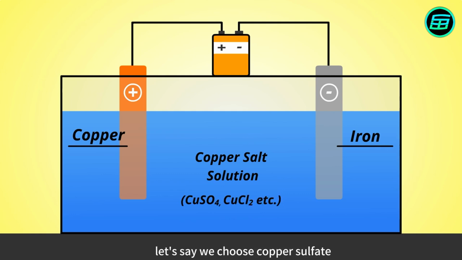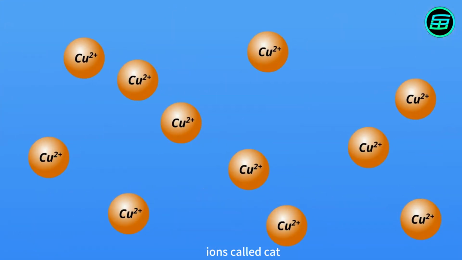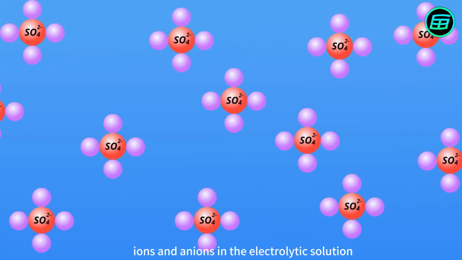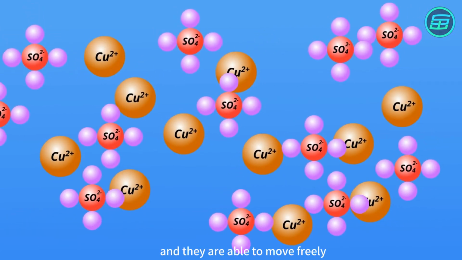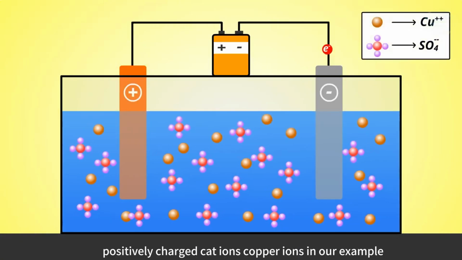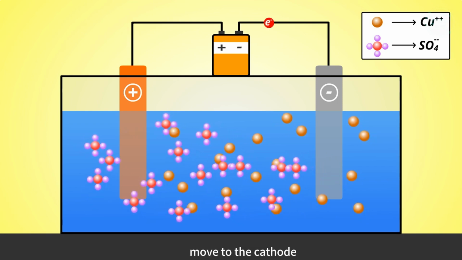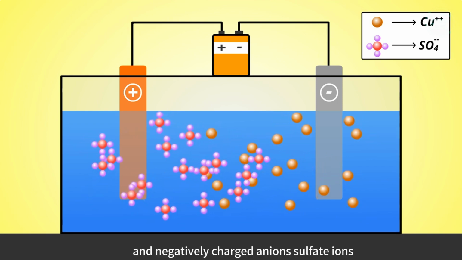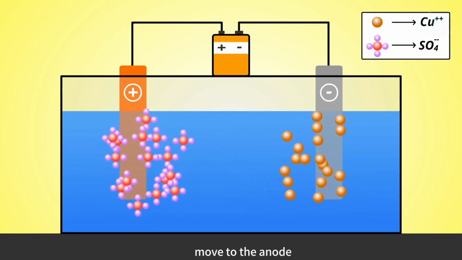Let's say we choose copper sulfate. There are positively and negatively charged ions called cations and anions in the electrolytic solution, and they are able to move freely. When the current is turned on, positively charged cations, copper ions in our example, move to the cathode, and negatively charged anions, sulfate ions, move to the anode.